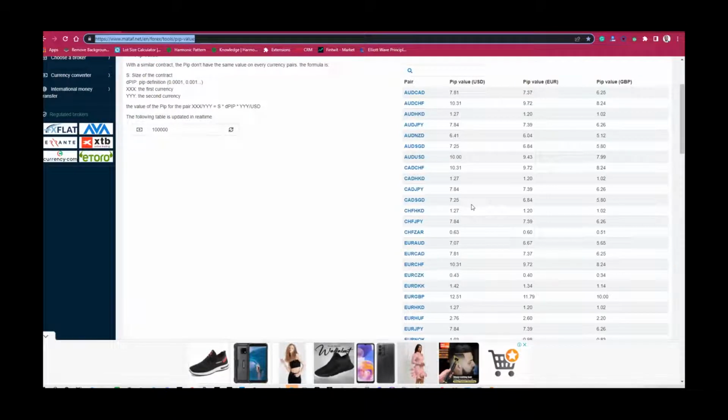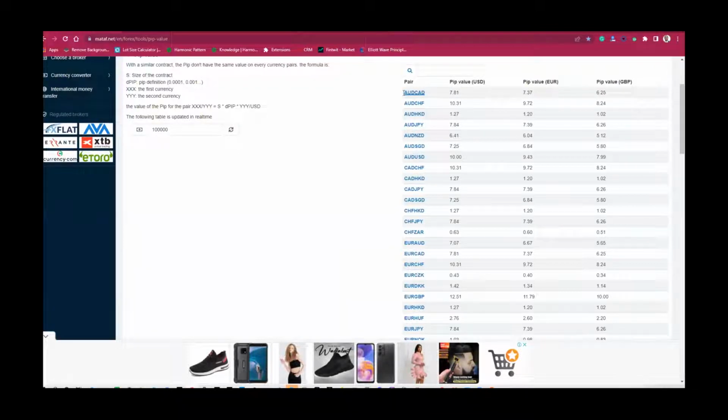And the one thing you are going to notice is that the currency pairs that have the same counter currency or quote currency will have the same pip value. We already talked about what counter currency or quote currency is. We said counter currency or quote currency is the second currency in a currency pair. This is a quote currency, this is a quote currency, this is a quote currency. Those currency pairs that have the same quote currency will have the same pip value.